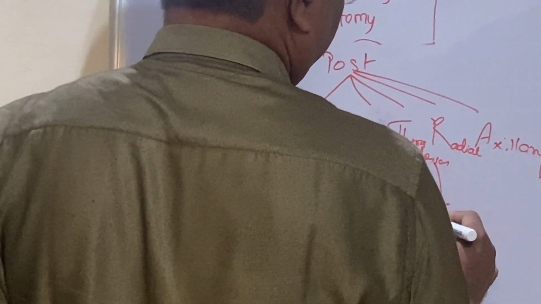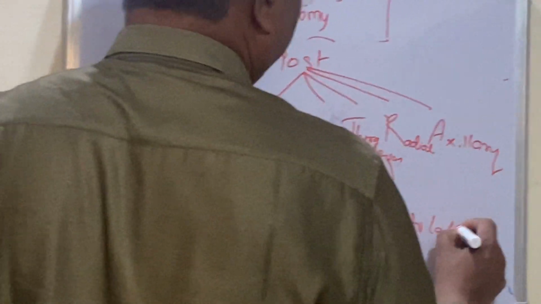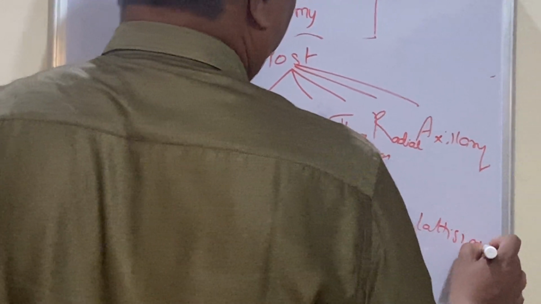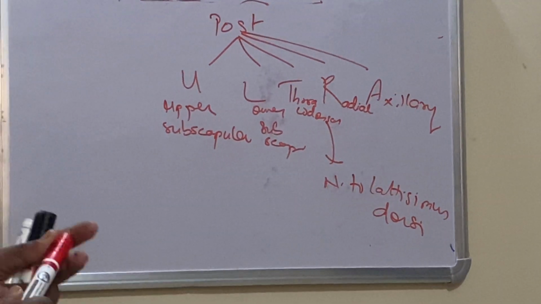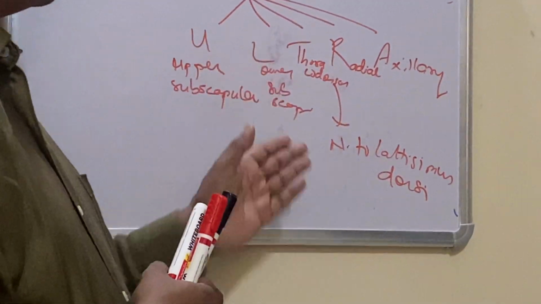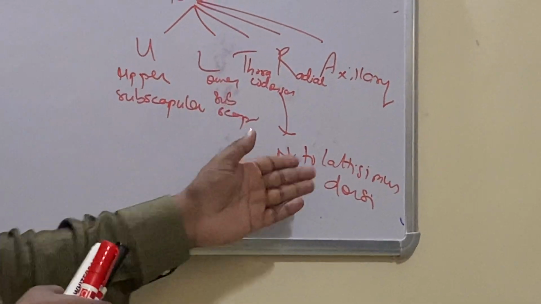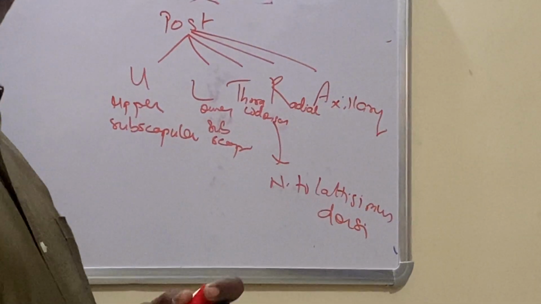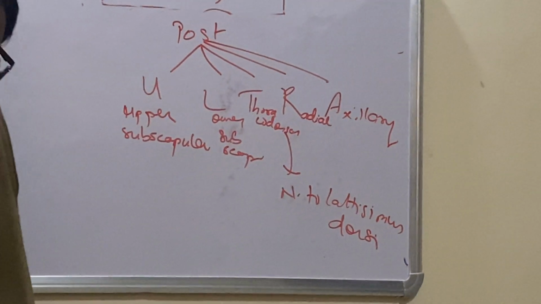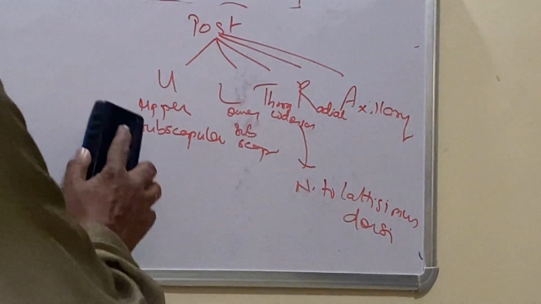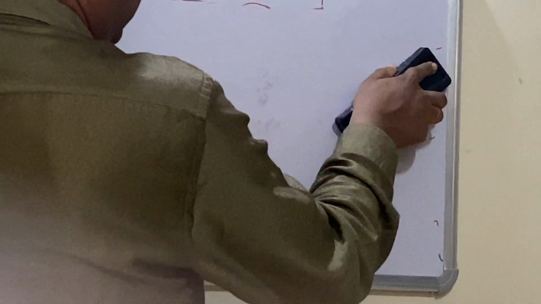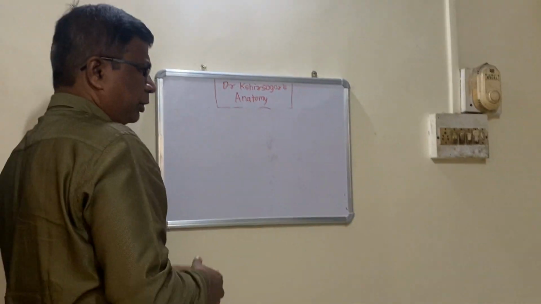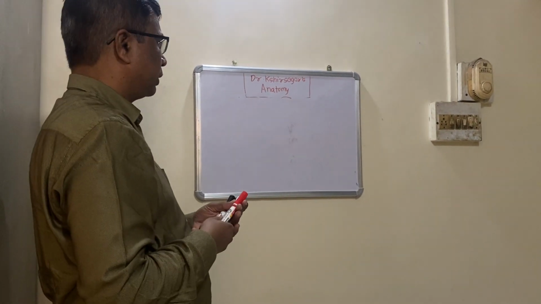Okay, thoracodorsal nerve is also called as nerve to latissimus dorsi. Okay, so the branches of the posterior cord of the brachial plexus are upper subscapular, lower subscapular, thoracodorsal or nerve to latissimus dorsi, radial nerve, and axillary nerve. So this is all about the formation of the brachial plexus, its branches, and the important things. I hope you have understood this. It's a very, very important topic. Follow the diagram, which becomes very easy for you to understand.